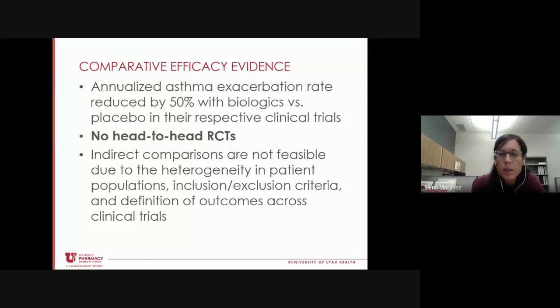The 2020 European Academy of Allergy and Clinical Immunology guideline for severe asthma provides a strong recommendation based on expert opinion for the unreliability of making indirect efficacy and safety comparisons among these 5 biologics due to heterogeneity in patient populations, inclusion and exclusion criteria, and definition of outcomes across clinical trials.